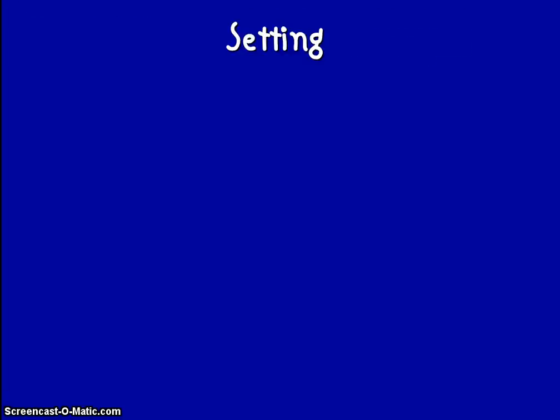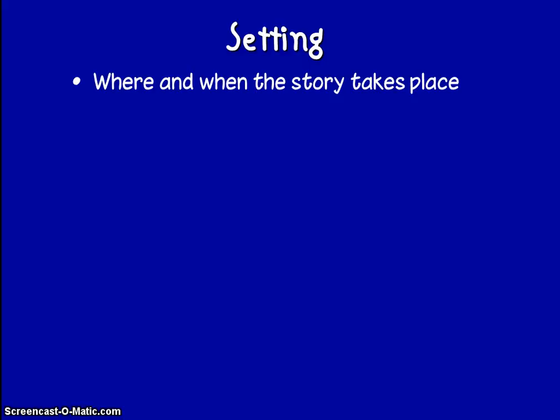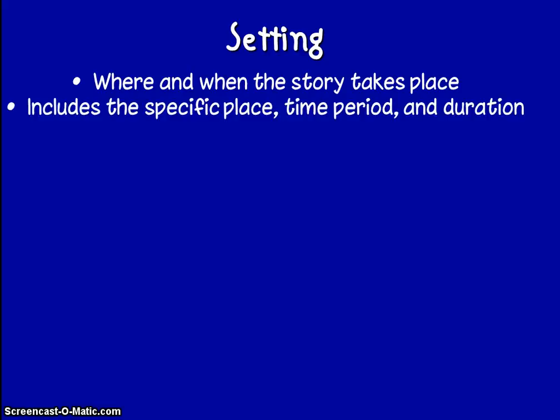So I'd like you to look at setting next. Normally you've heard that setting is where and when a story takes place, but it's a little bit different. It's a little bit more in middle school. We need to include the specific place, the time period, and the duration in our settings. It's no longer just where and when it takes place. It is the place, time period, and duration. So what does that mean?